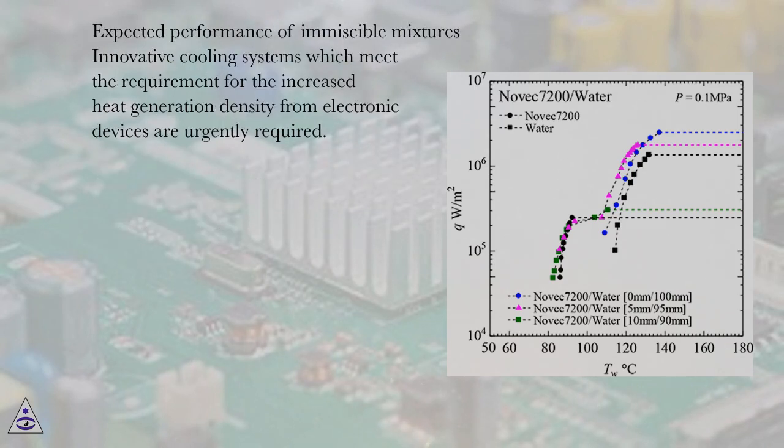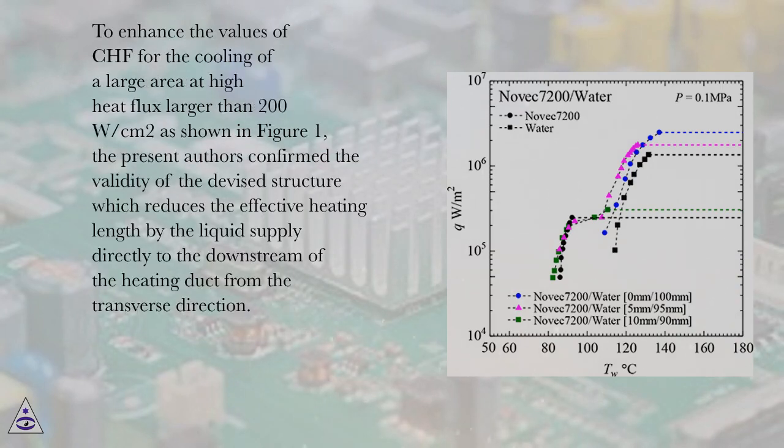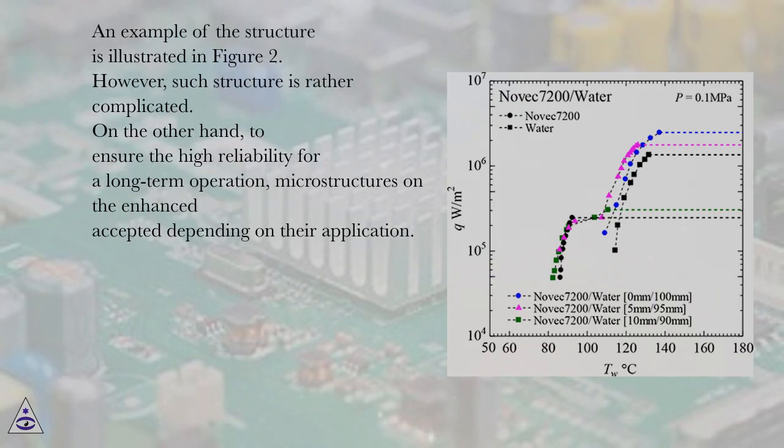Expected performance of immiscible mixtures. Innovative cooling systems which meet the requirement for the increased heat generation density from electronic devices are urgently required. To enhance the values of CHF for the cooling of a large area at high heat flux larger than 200 W/cm2 as shown in Figure 1, the present authors confirm the validity of the device structure which reduces the effective heating length by the liquid supply directly to the downstream of the heating duct from the transverse direction. An example of the structure is illustrated in Figure 2.